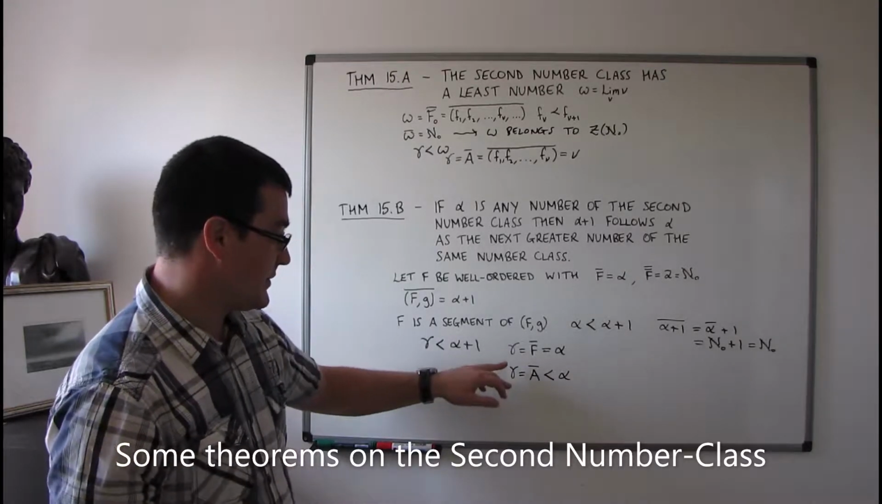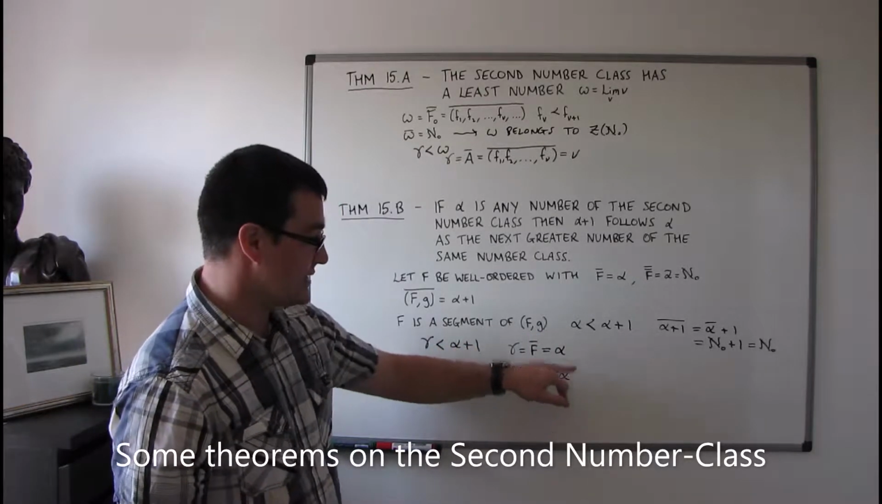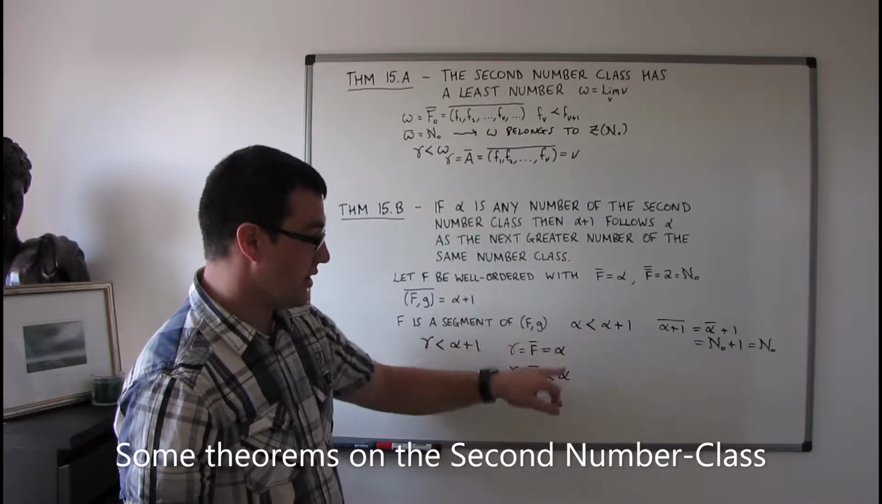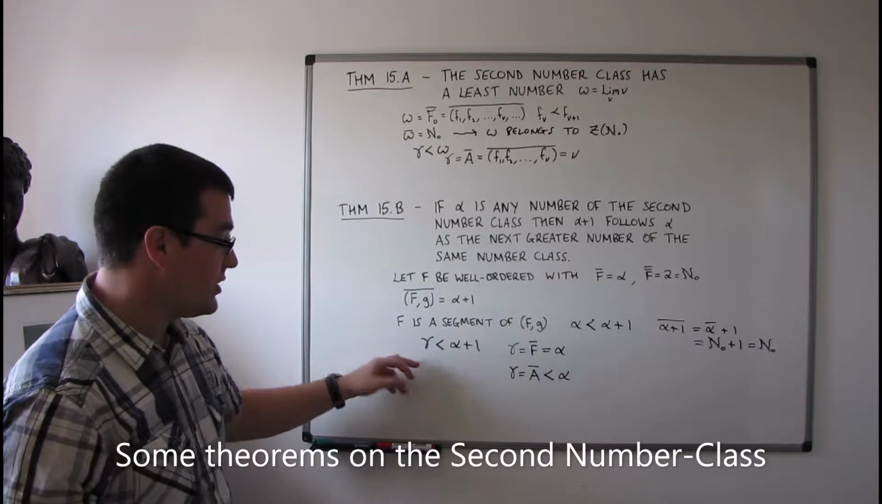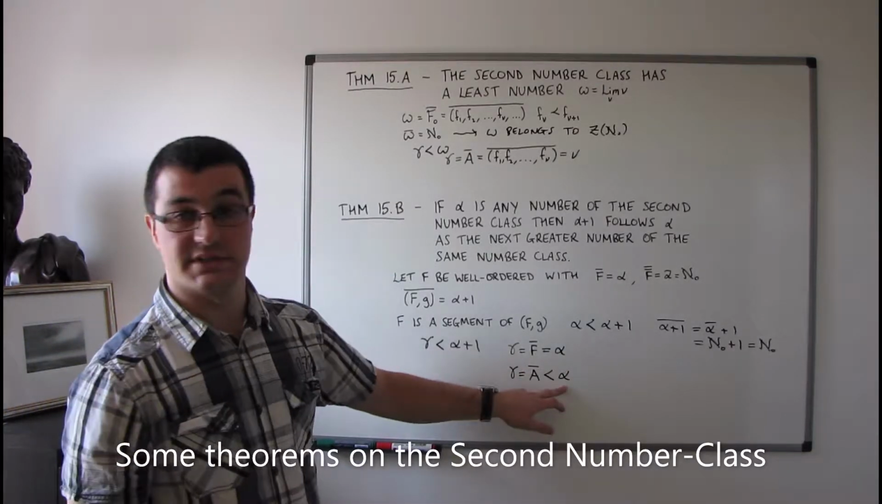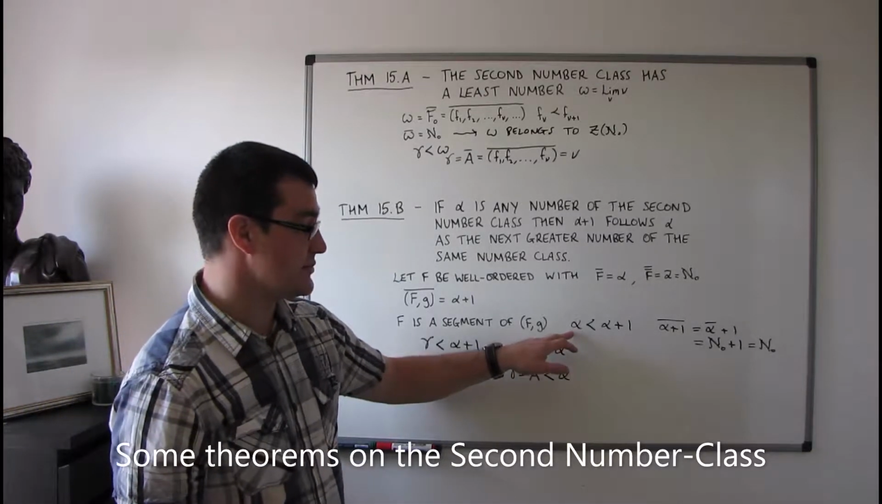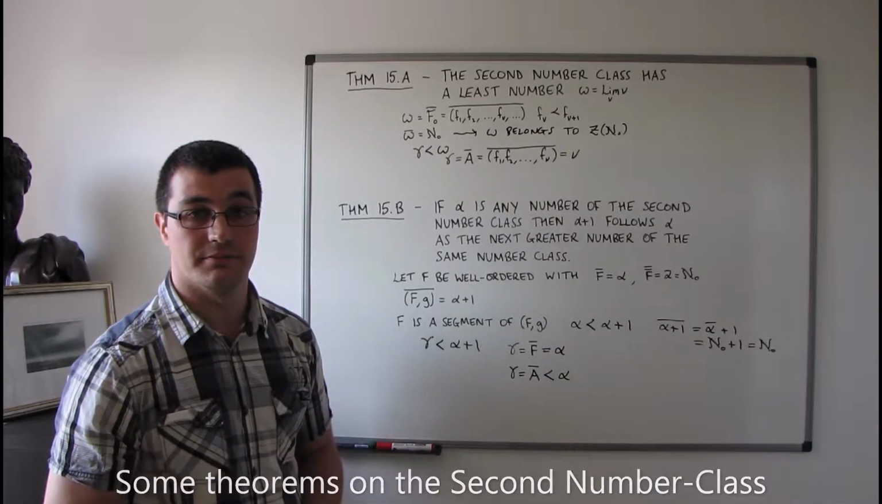So therefore in this case gamma is equal to alpha, in this case gamma is less than alpha, but it's certainly not between alpha and alpha plus 1. So if I choose any ordinal number that is less than alpha plus 1, then either it's alpha or it's less than alpha, but it can't be between alpha and alpha plus 1. And that finishes the proof of this theorem.